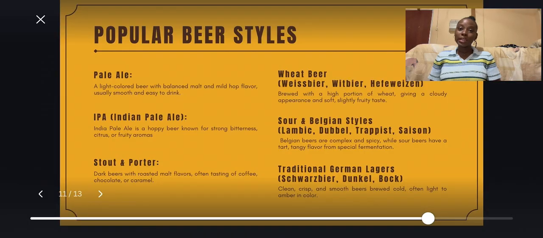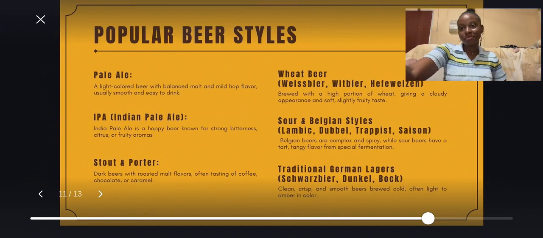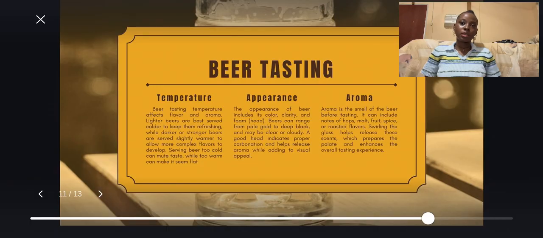So moving on quickly, as I said, we have the traditional German lagers. They're very clean, very crisp, and very smooth. It's usually served cold and is always amber in color. It's your typical beer. So we're going to move on to beer tasting.